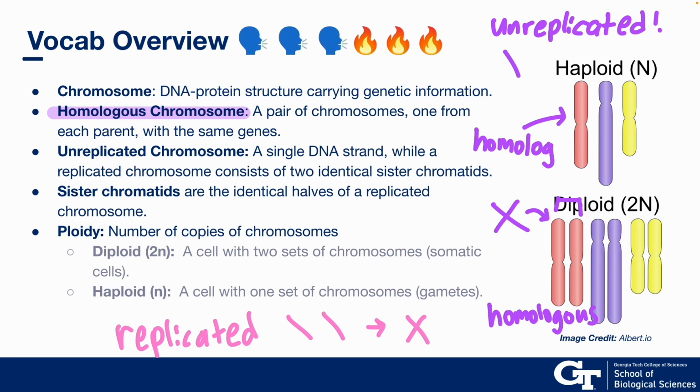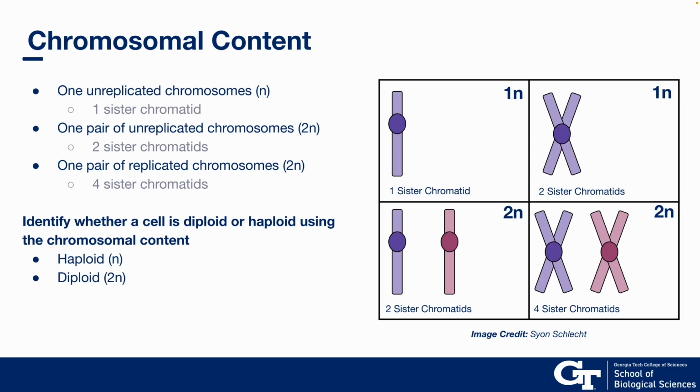So that's where we're talking about unreplicated chromosomes, and then also sister chromatids. That's what that individual part is called, where the homolog comes together to form a homologous chromosome. We have two sister chromatids. And that gives us a natural segue into talking about the chromosomal content of a cell in terms of ploidy. When we have a cell, the chromosomes can either be unreplicated or replicated.